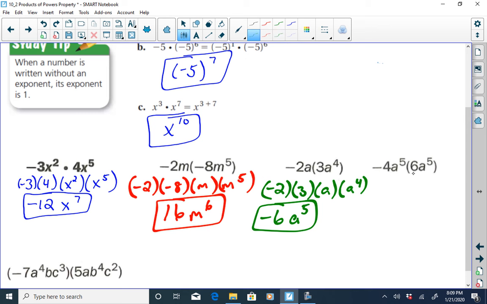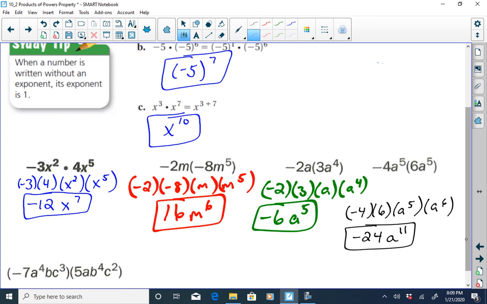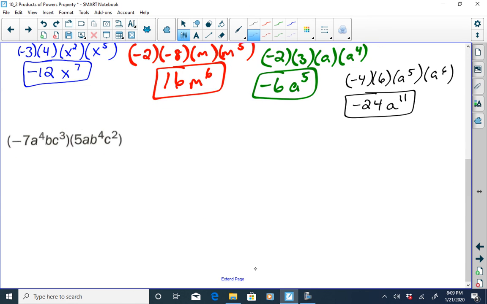All right, in our next to last example, we have negative 4 times negative 6. Let's reorganize those factors. Or negative 4 times 6. We have a to the 5th. All right, we have a to the 6th. Negative 4 times positive 6 is negative 24. A to the 5th times a to the 6th. Multiplying powers with the same base. We're going to add their exponents. That's going to be a to the 11th power. So we wind up with negative 24 times a to the 8th power.